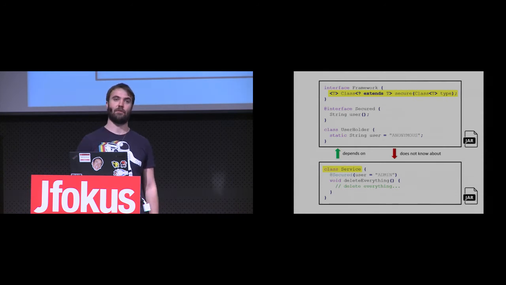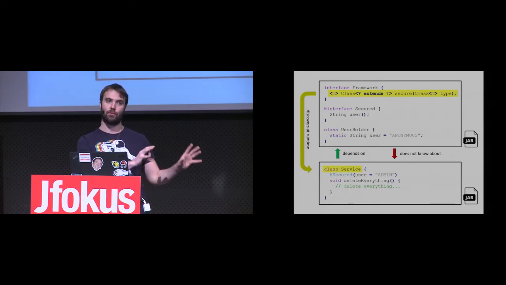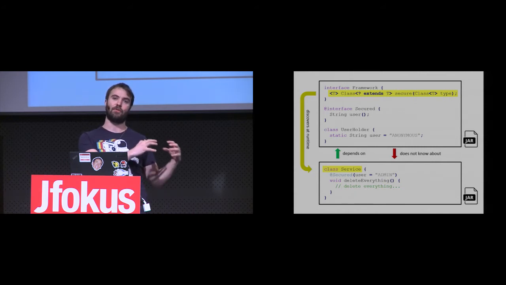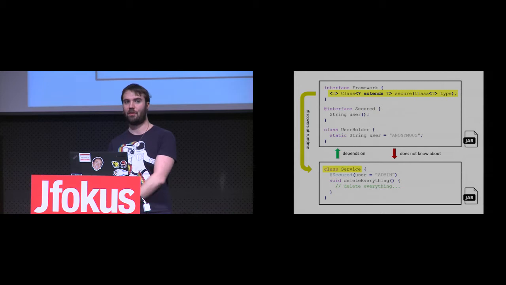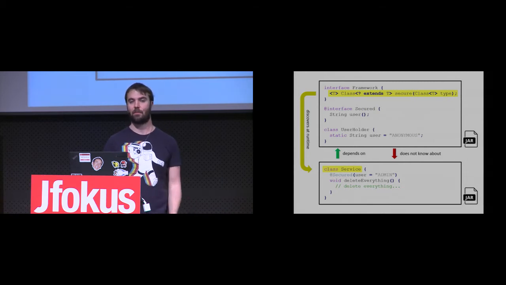So the library doesn't know about your service, but your service knows about the framework, and it should be the other way around. But obviously at runtime, both libraries end up at the same class path, right? We have these two jars, and they come together for the first time only at runtime. And that's why it's not only about code generation, it's about runtime code generation. That's what makes it so important, right?